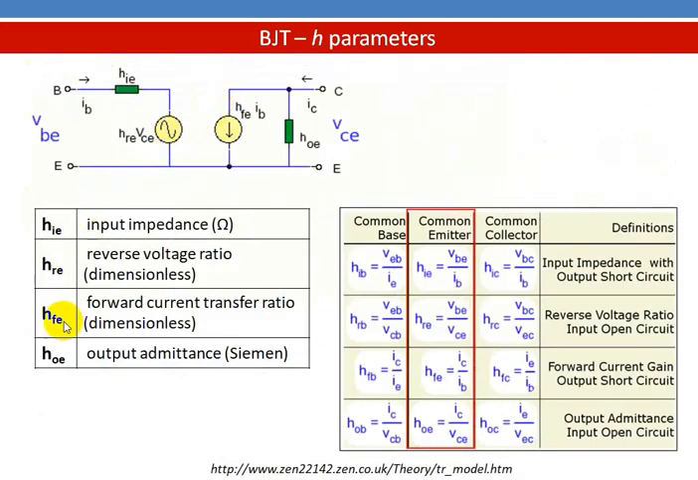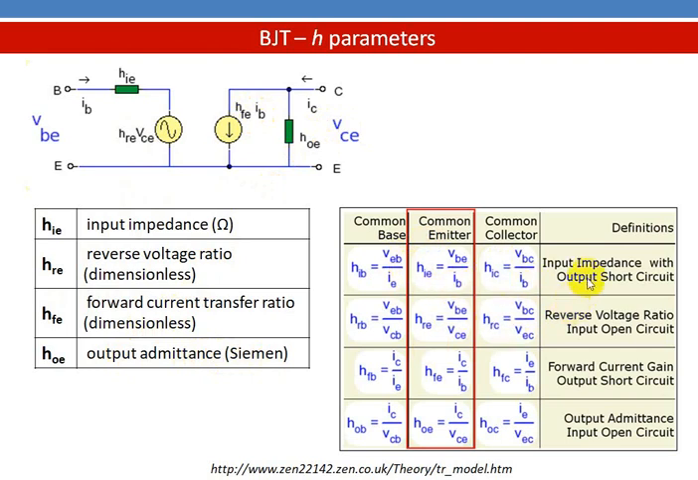So the various H parameters: HIE is called the input impedance, its unit is ohms. HRE is nothing but the reverse voltage ratio, there is no unit. HFE is the forward current transfer ratio, there is no unit. Whereas HOE is the output admittance, so the unit is siemens. The formulas for the parameters for various configurations are given.